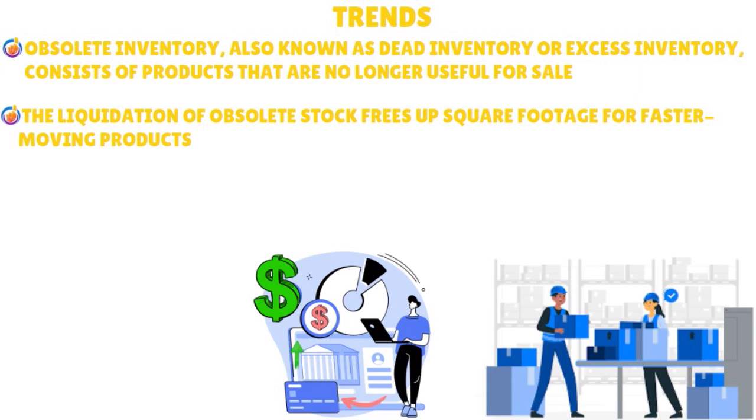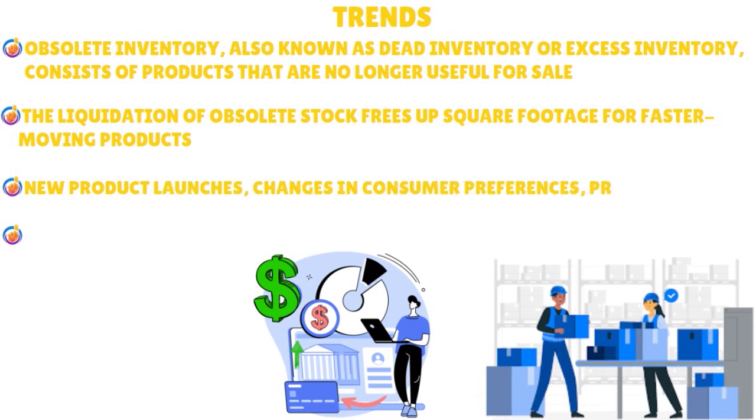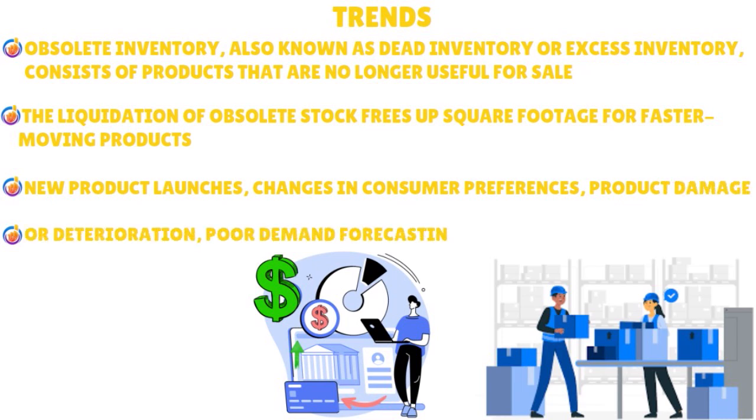So, what are the causes of obsolete inventory? You have a lot of causes. You might have new product launches, changes in consumer preferences. There are certain things you can't control. You also have product damage or deterioration. Something happens. You have poor demand forecasting, which you can control, and you also have ineffective inventory management. Again, you can control that as well.